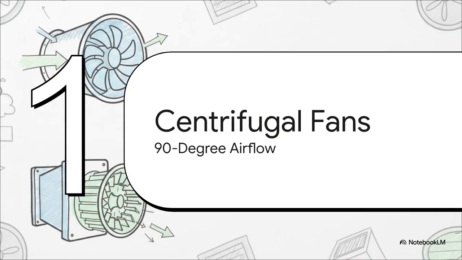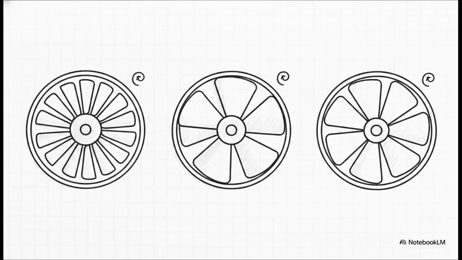Which brings us to Part 3, centrifugal fans and that 90-degree airflow. These guys are the heavy pushers of the industry. By forcing air to make that sharp 90-degree turn, they generate significantly higher static pressure. That makes them the absolute ideal choice for complex, ducted systems like the air handlers you see in most commercial buildings. But just like our straight shooters, blade design dictates everything.